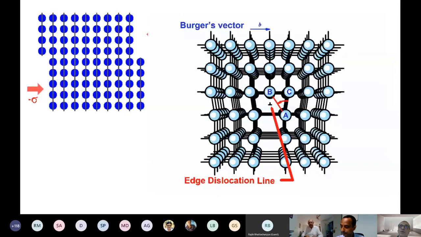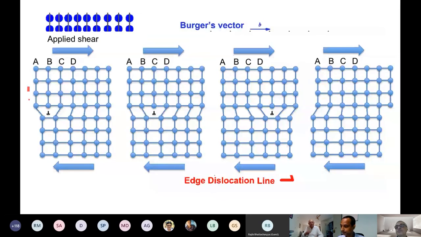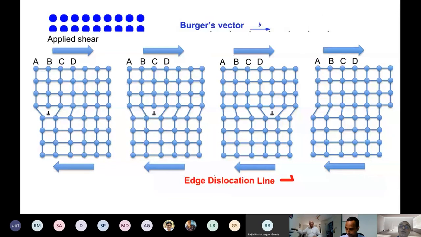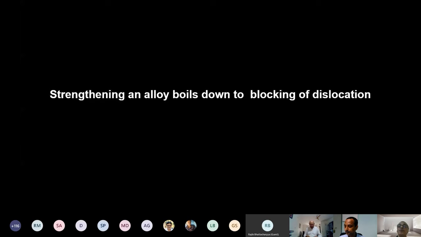And once this dislocation sweeps through, as you can see on the right-hand side, it produces a displacement. That is why we can roll and form metals with much lower energy. But that energy should not be too low. If you want to have a strong material, that energy should be reasonably high. So basically the game is, how do you strengthen an alloy? This boils down to how do you block the motion of the dislocations. The whole metallurgy of alloy development and mechanical metallurgy is based on how we can block the motion of the dislocations reasonably well.